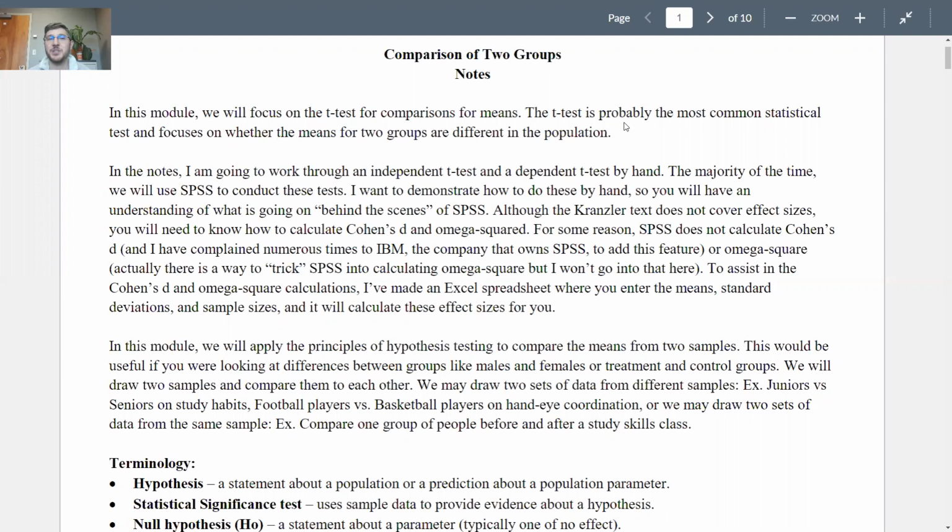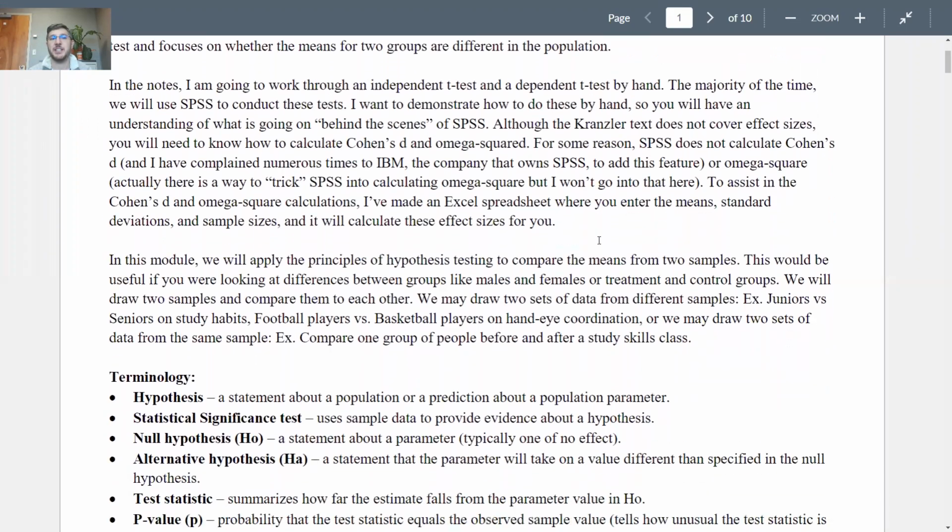And I've complained numerous times to SPSS and IBM, the company that owns SPSS, to add this feature, and they haven't done anything about it. So I've made a separate Excel spreadsheet that'll calculate these for you. But I'll show you how you can calculate them by hand if you're interested in that, and also show you how to use the Excel spreadsheet.